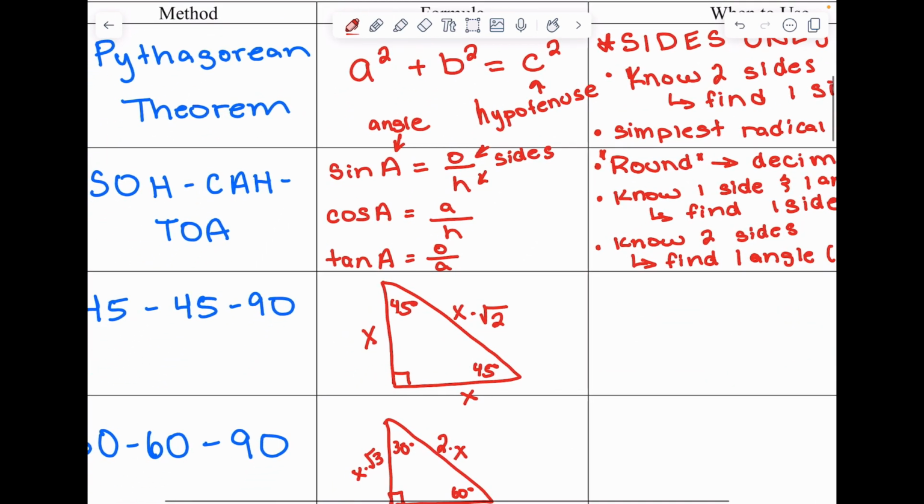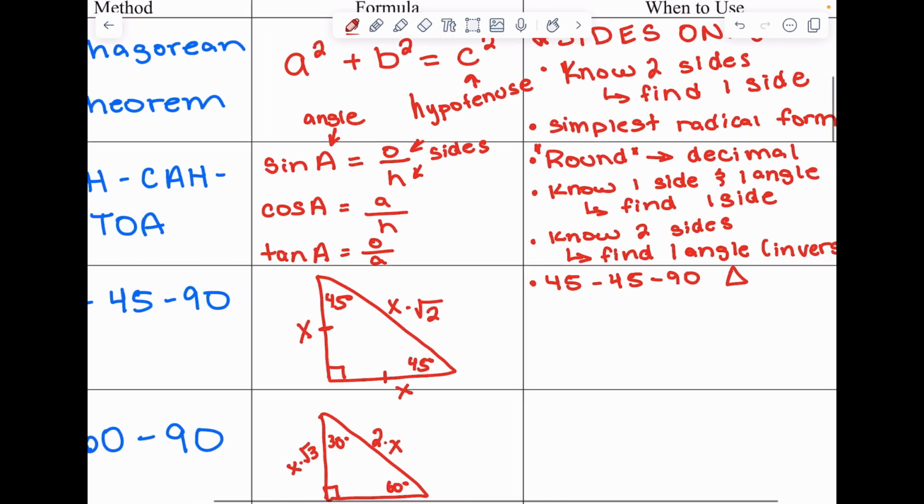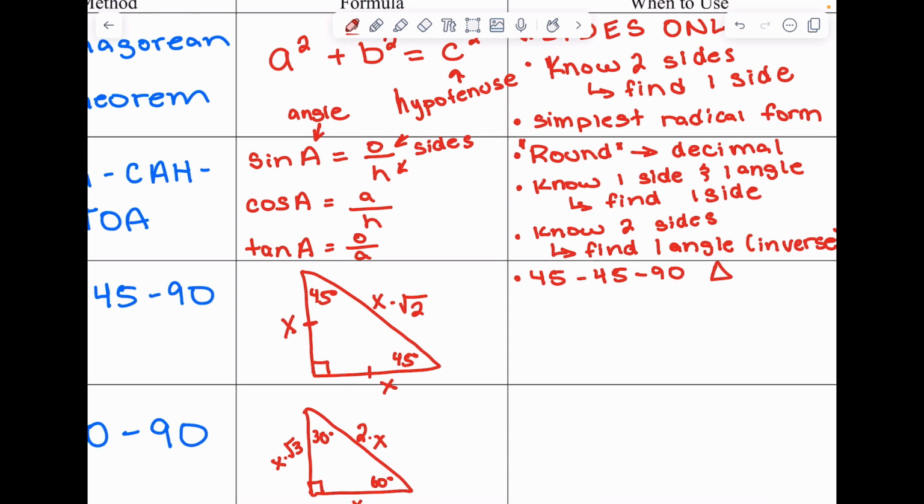Next, we have our 45-45-90 triangle. And remember, our pattern is that because we have 2 45-degree angles, 2 of our sides are going to match. So our legs will have the same length. And then we find the hypotenuse by taking whatever the length of the leg is and multiplying by radical 2. So hopefully this is common sense, but we can only use this for a 45-45-90 triangle. Because if it's not a 45-45-90 triangle, then it doesn't follow this pattern.